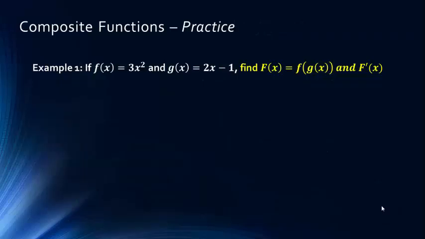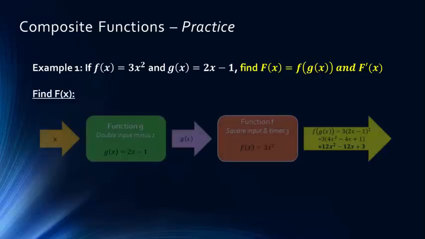See if you can find this one. f of x is 3x squared, and g of x is 2x minus 1. So find capital F of x, which equals the composite f of g of x. And then once you find that, find the derivative. Again, this is a good place where you might want to pause and try this.